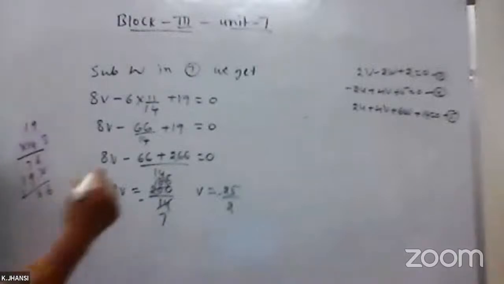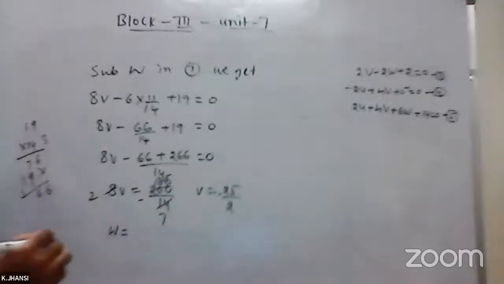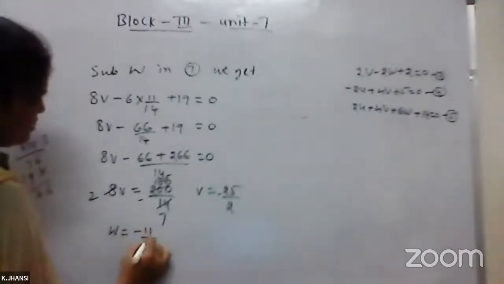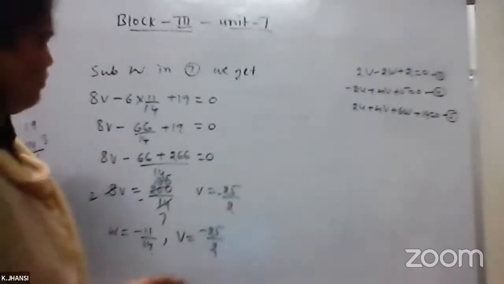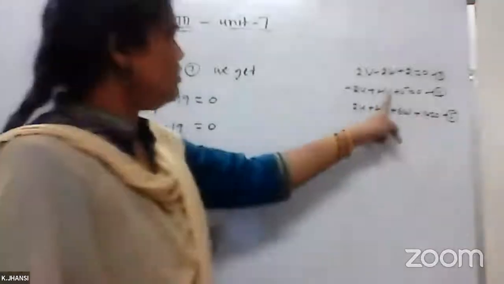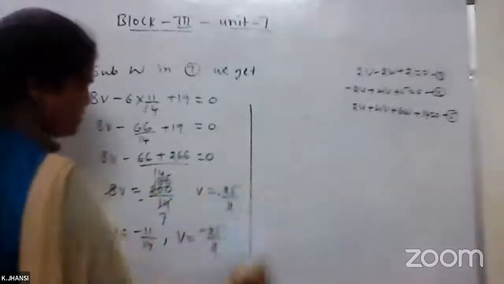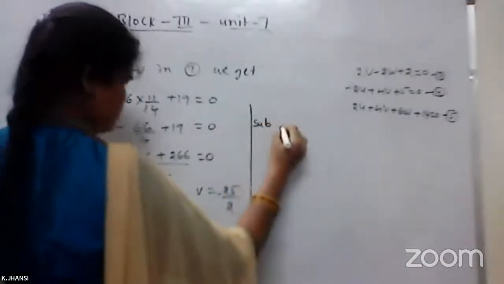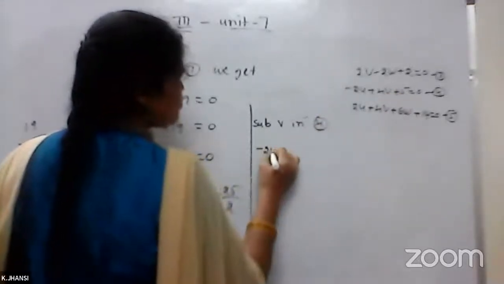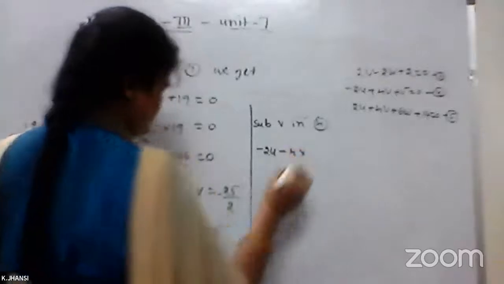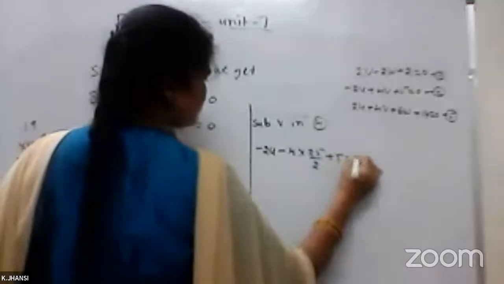So what is w? W is equals to minus 11 by 14. And here v is equals to minus 25 by 2. Now v and w. Okay, if you substitute v value in 4, you will get the u value. So next you write, substitute v in fourth equation. So you get minus 2u minus 4 into what is the v value? Minus 25 by 2 plus 5 equals to 0.